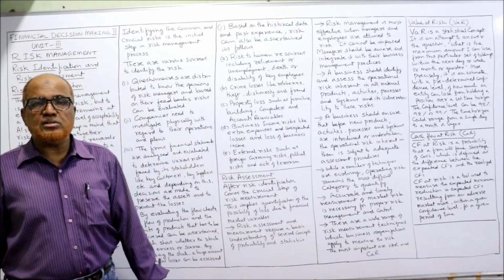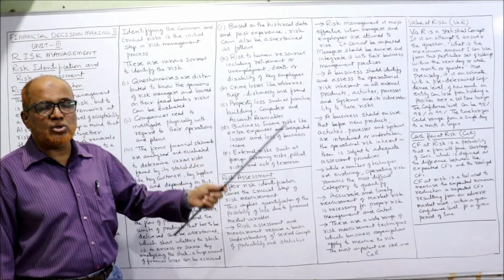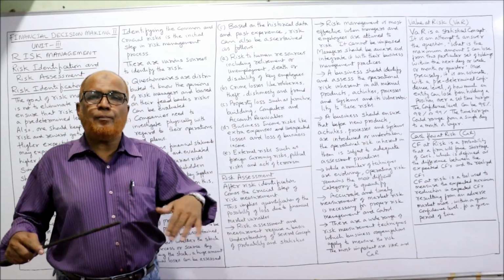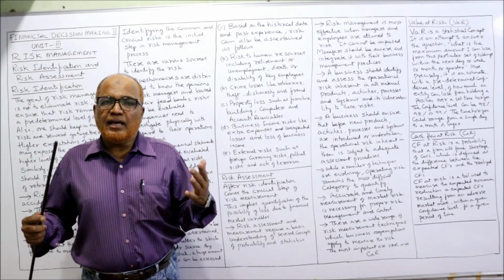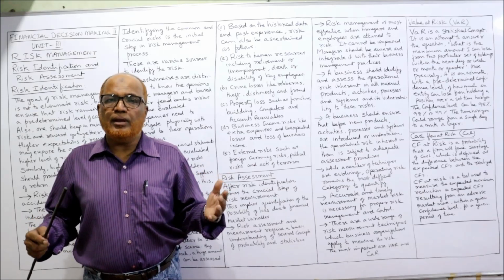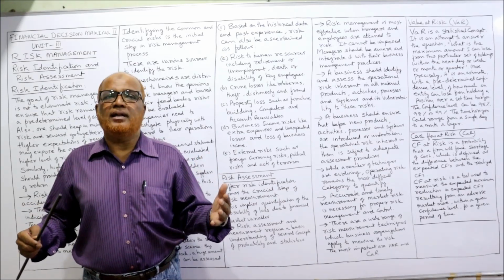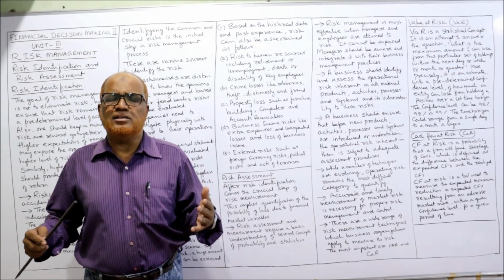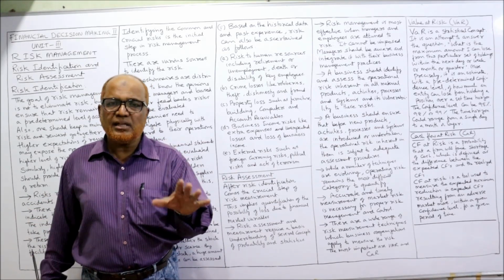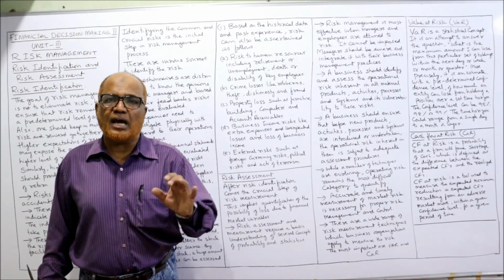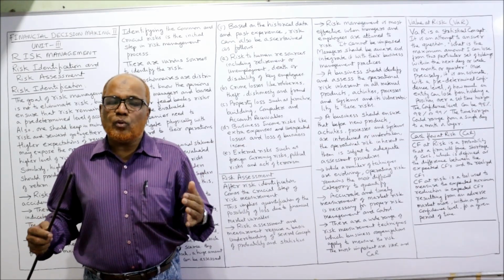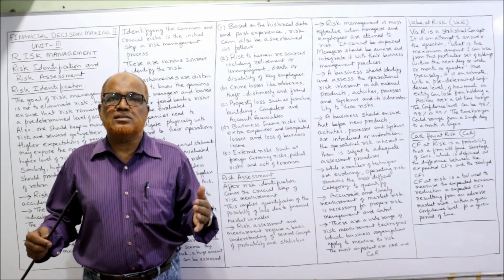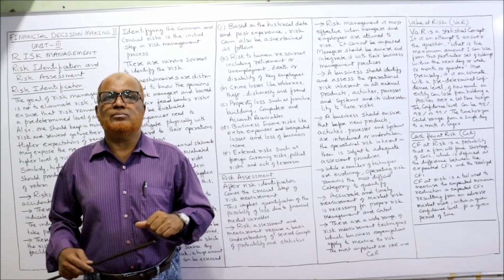Next one, crime losses like robberies, theft, dishonesty, fraud. There is a possibility that there may be a theft, there may be robbery, there may be a fraud taking place. These are the possibilities. Even if they are rare, there may be possibility of crimes. So business has to protect itself against these potential crimes.